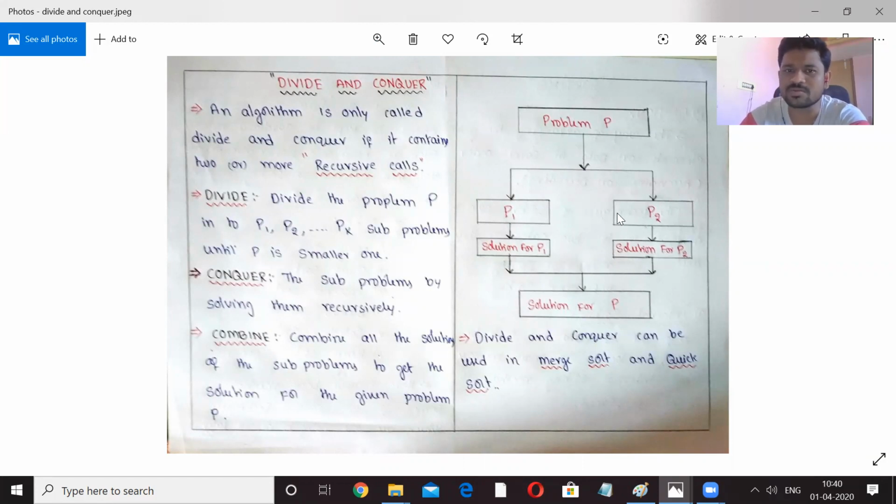When you are going to use divide and conquer: if you have two or more recursive calls in a particular algorithm, then we need to go for divide and conquer. This divide and conquer can be used in merge sort as well as in quicksort.